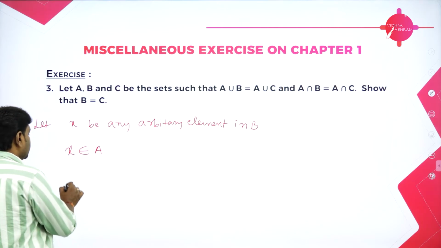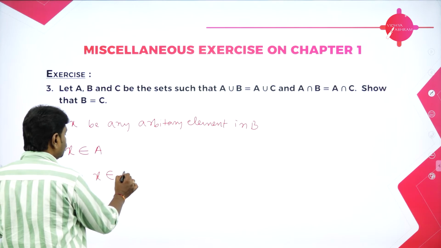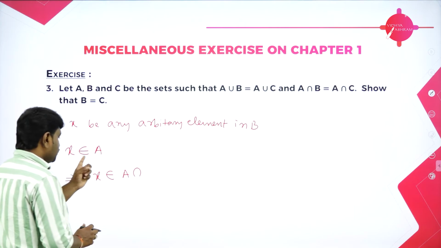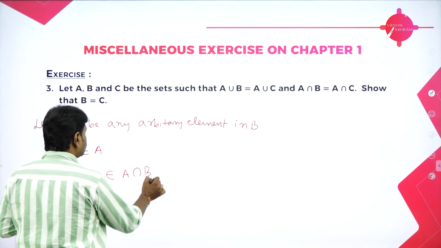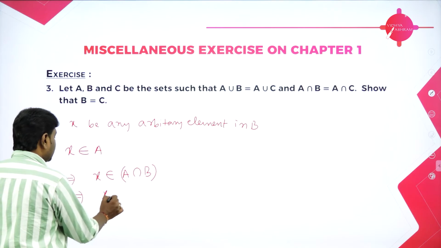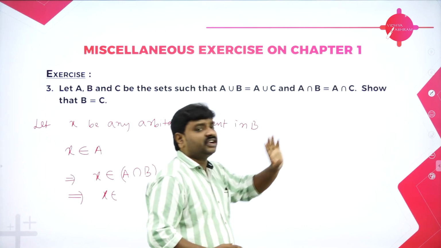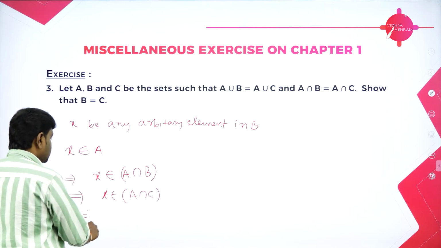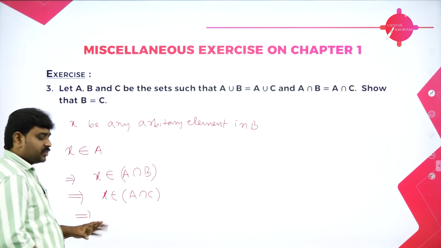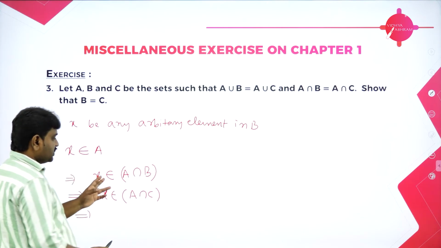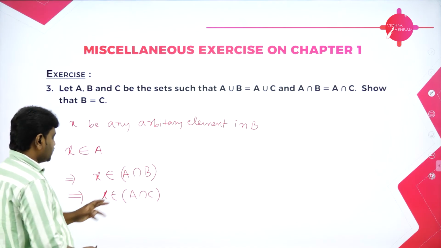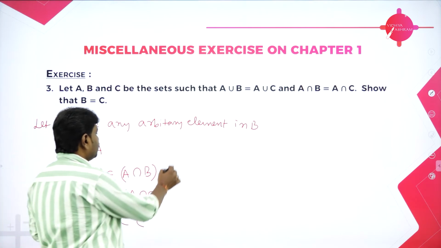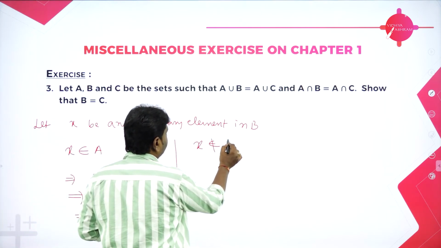So I'll take X belongs to A. That implies X belongs to A intersection B, because I took element in B. So it is belonging to A means it belongs to both. But you know very clearly, A intersection B they gave is same as A intersection C. So X belongs to A intersection C. X is in A and C means B is a subset of C. This is the conclusion.